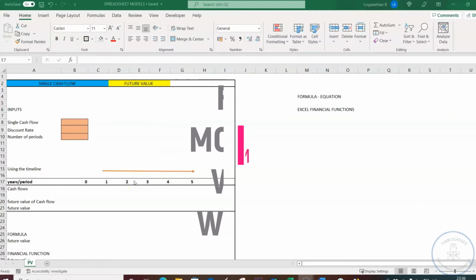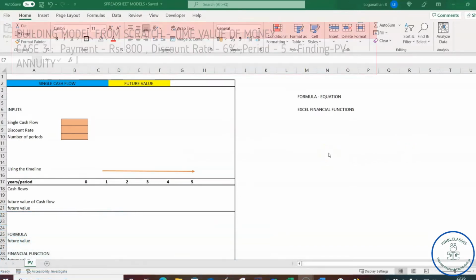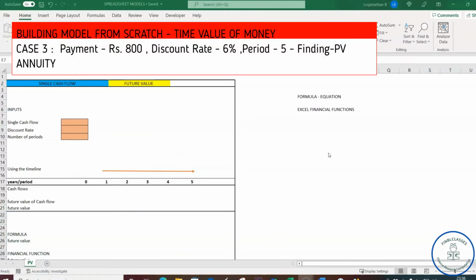Now we'll be building an annuity model in this spreadsheet. We'll just take a simple example. An annuity pays rupees 800 each period for 5 years. For these cash flows, the appropriate discount rate is 6%. What is the present value of this annuity?